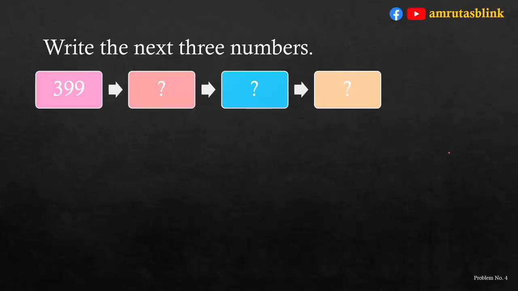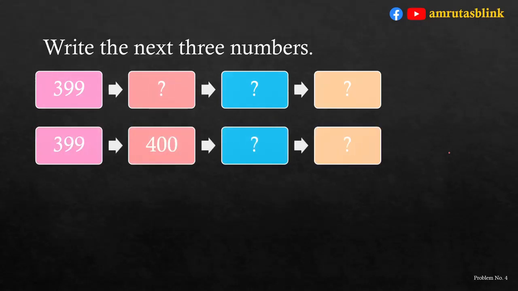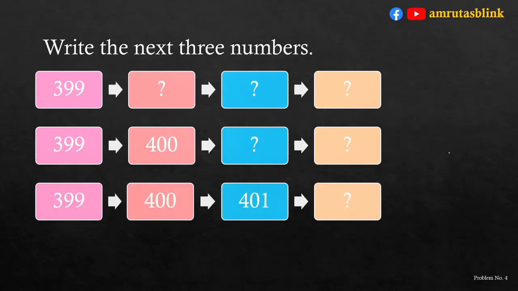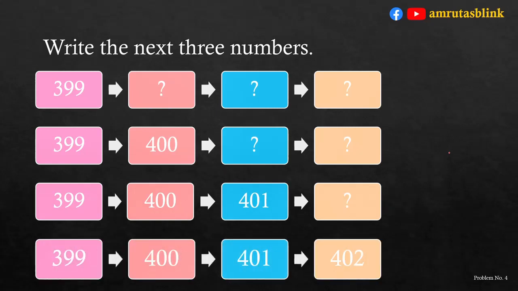Now the first question is 399. What you need to do is just add 1 and you will find the next number. So 399 plus 1 will be 400. One more number we need to find out. So 400 plus 1 is 401. Now 401 plus 1 will be 402. So the next 3 numbers for 399 are 400, 401 and 402.